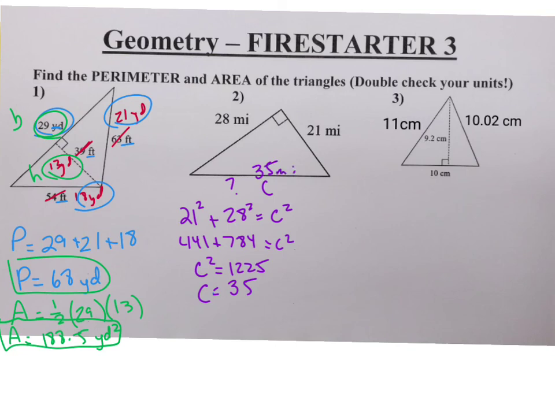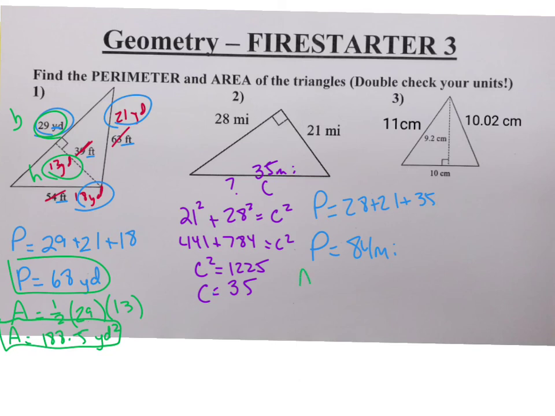All right, pretty big triangle. Now my perimeter, really easy. My perimeter is going to be 28 plus 21 plus 35. So 28 and 21 is 49. Plus 30 is 79. Plus 5 is 84. So my perimeter is 84 miles.